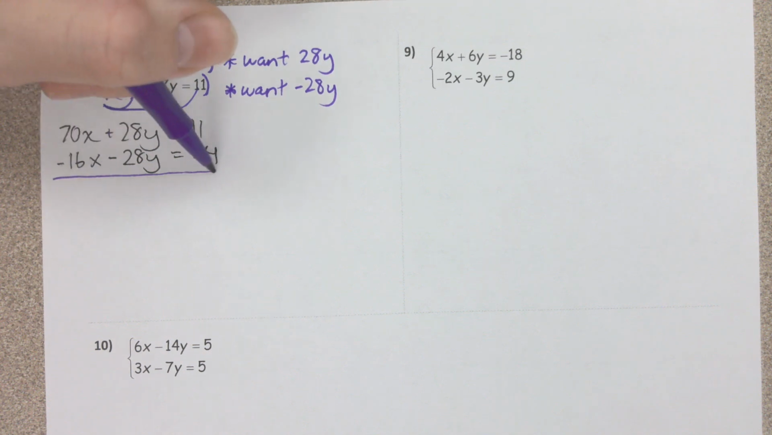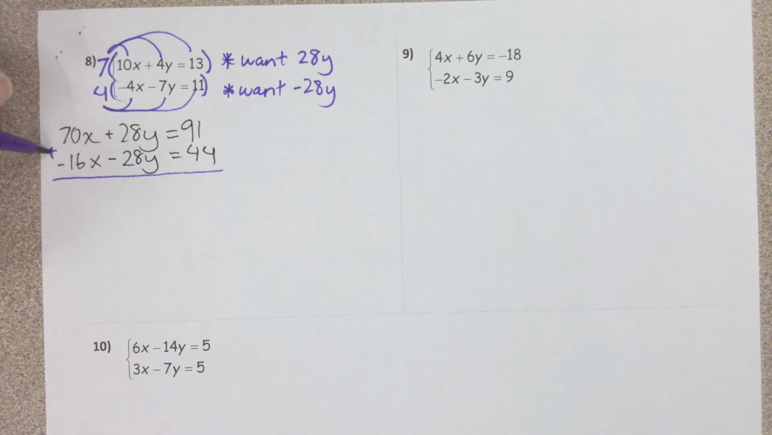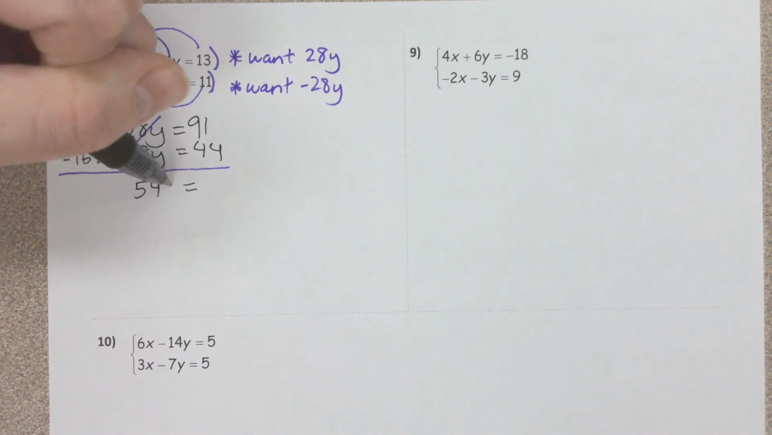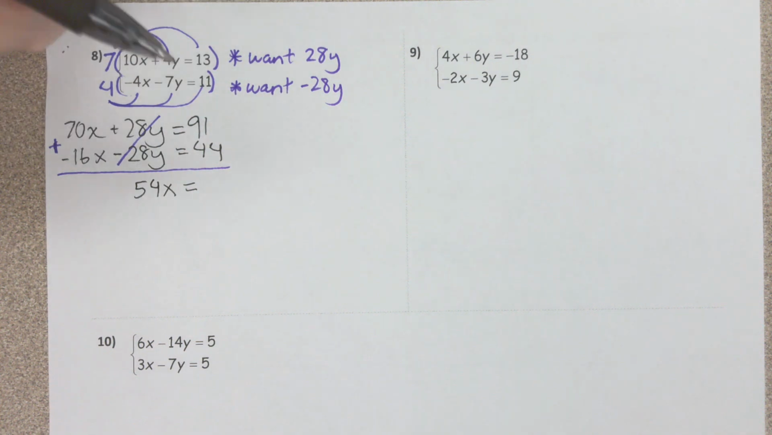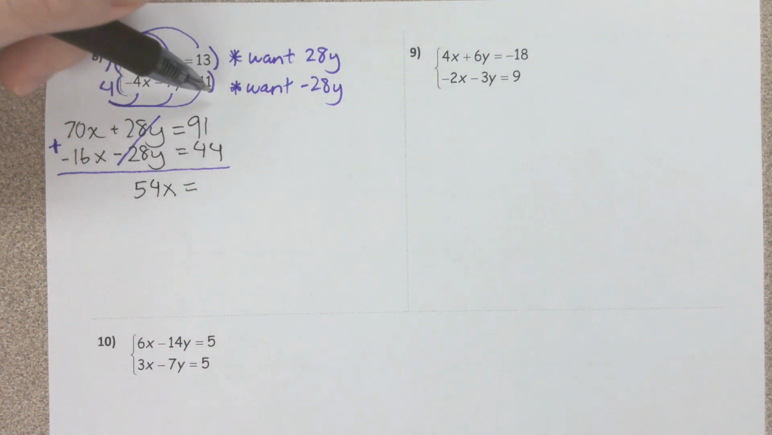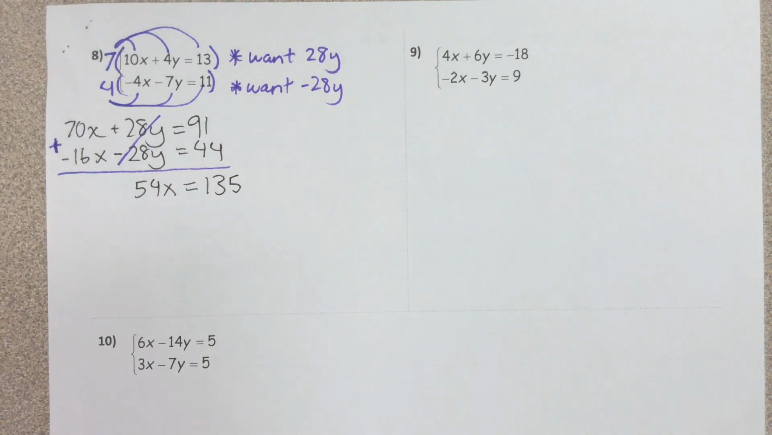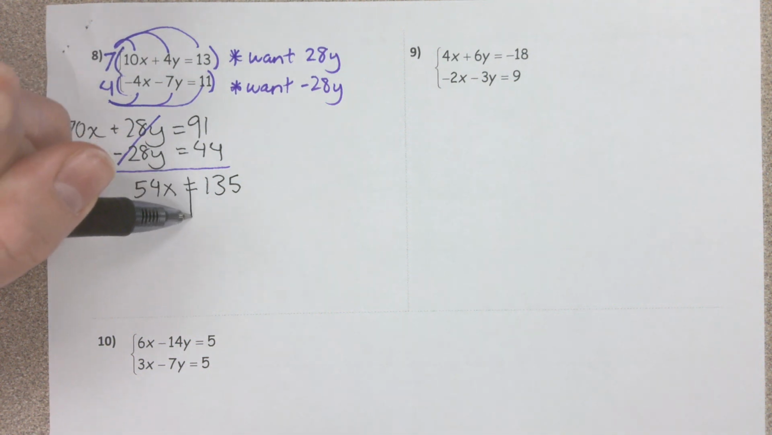And then reminder, we add these numbers. So first off, the y's are going to cancel. I set it up to do that. I've got a positive 28 and a negative 28. 70 minus 16, that is 54x. And then 91 and 44, remember we're adding, that is 135. Let me just make sure this is going to work. Yes.